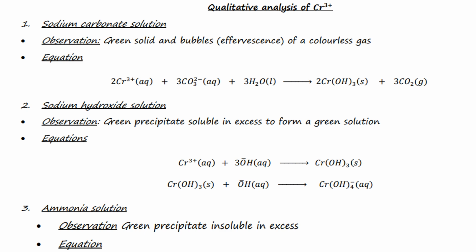Now let's look at the qualitative chemistry that involves the chromium 3 ions. Whenever you have a test solution containing the chromium 3 ions, what are the likely observations according to the notes that you have taken?